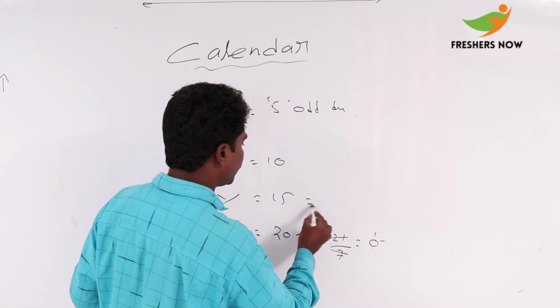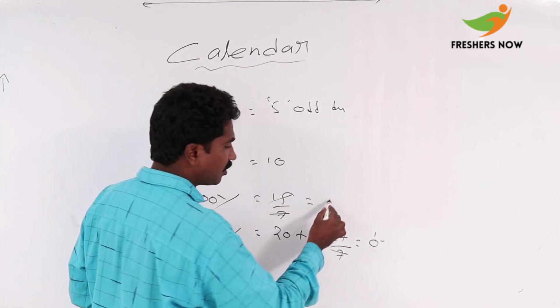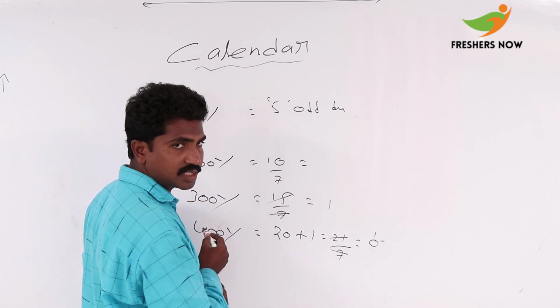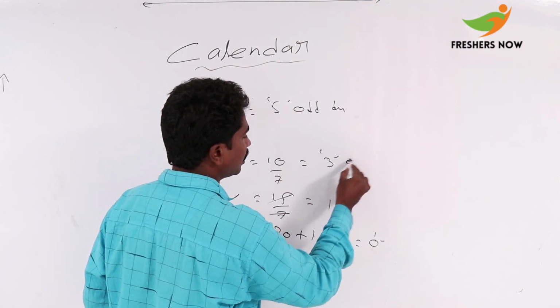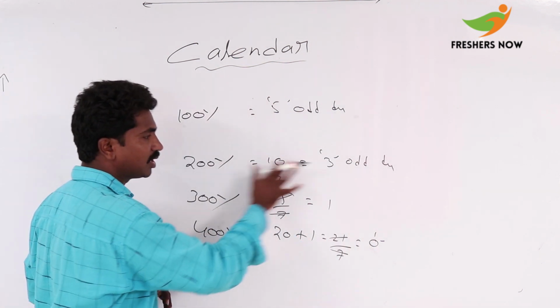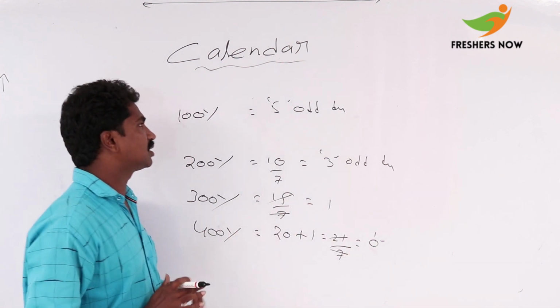21 divided by 7 gives 0 odd days. Here 15 days are there. Divide by 7, 7 2s are 14. Remaining 1 odd day. Here 10 days are there. Divide by 7, 7 1 is 7, 3 odd days. So we can say for every 100 years 5 odd days, for 200 years 3 odd days, for 300 years 1 odd day, for 400 years 0 odd days.